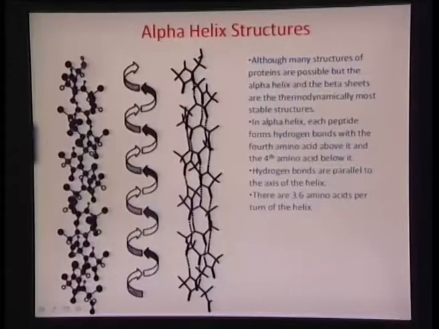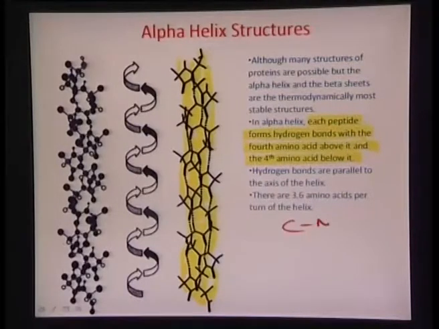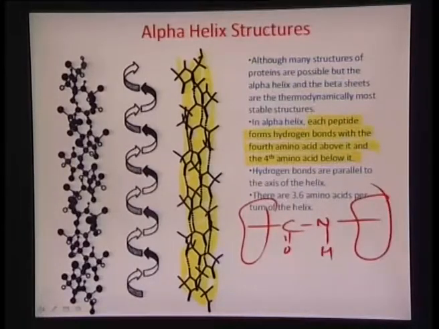In the alpha helix, as you see right here, you can see an alpha helix in this region. So each peptide here forms hydrogen bonds with the 4th amino acid above it and the 4th amino acid below it. The way it goes is that this peptide linkage, which is essentially this C-N double bond, O and H here, and then you have the other portion of the protein on both sides here, the alpha carbon and things attached to it.